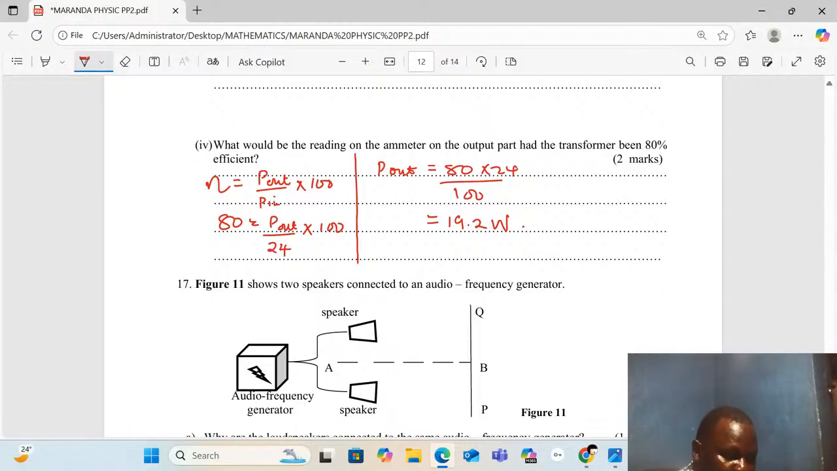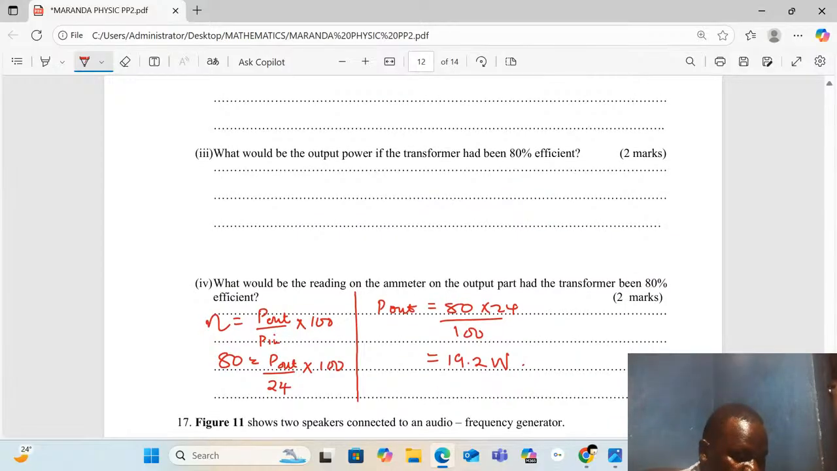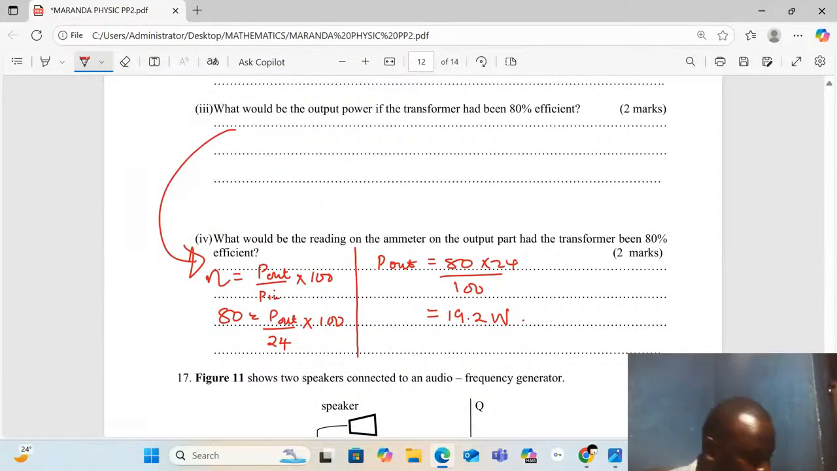But before we move to question 17, there is somewhere where we have skipped. So this working is supposed to be for Roman 3. So this is Roman 3. So now Roman 4.